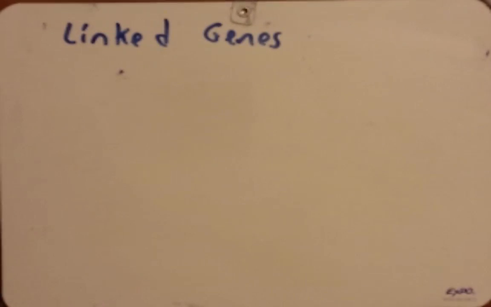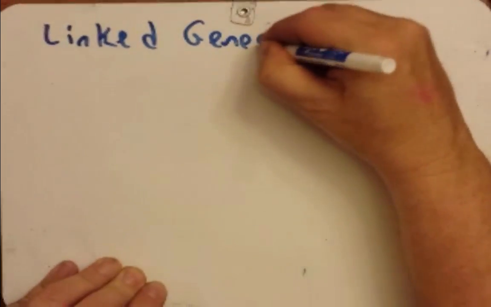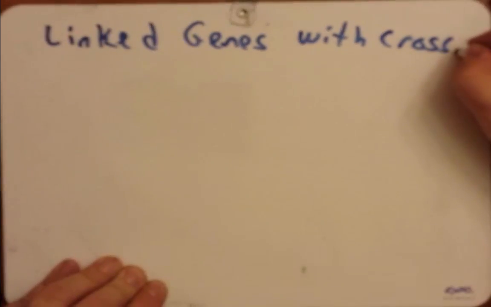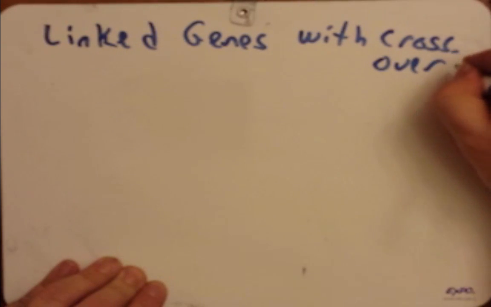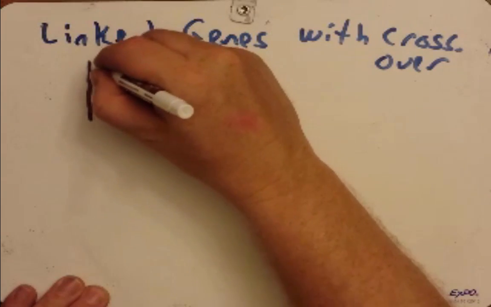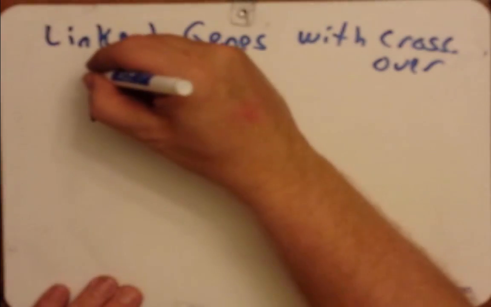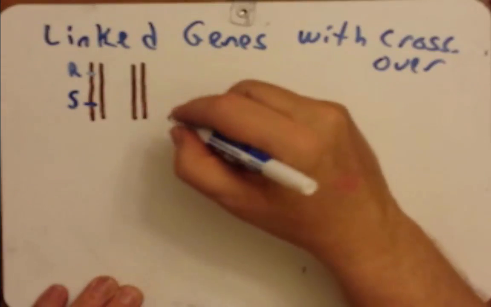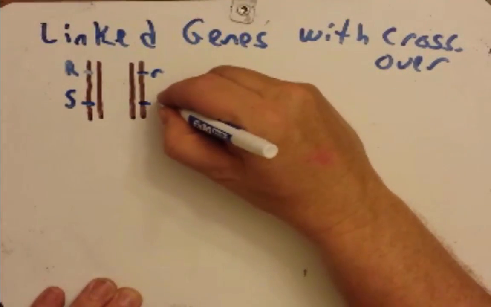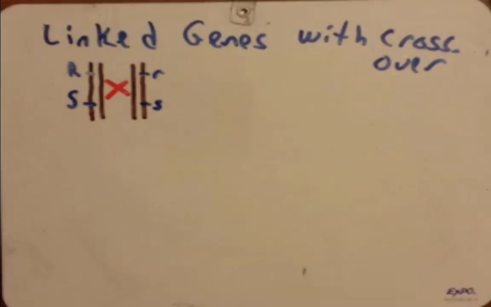Alright, next I'd like to talk about, okay, now let's look at linked genes with crossing over. So remember, a linked gene, we're going to have our chromosomes like so. They're going to have copied. And we're going to have our genes on here, big R, big S. And on the homolog here, we're going to have little r and little s. And we said, in this case, there's going to be crossing over between these 2 genes.